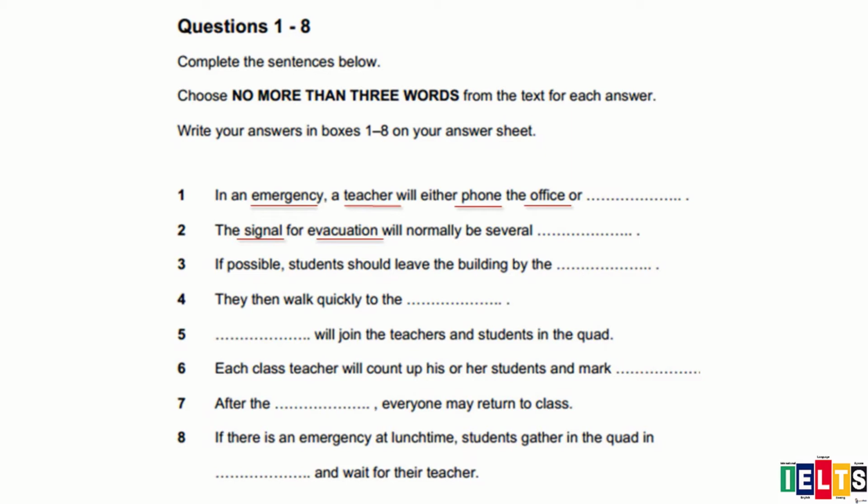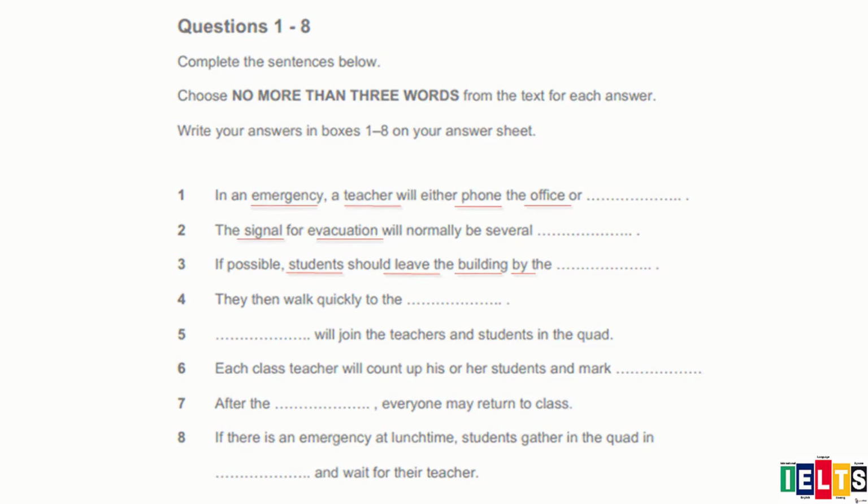Now that you have read the sentence, you need to underline any keywords. I would underline students, leave, building, and by. Then go back up to the text and scan the text for the answer. Answer 3 should appear after answer 2 in the text, so start reading from where you got answer 2 from.